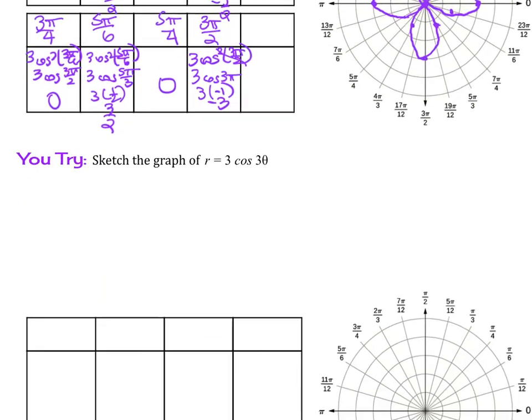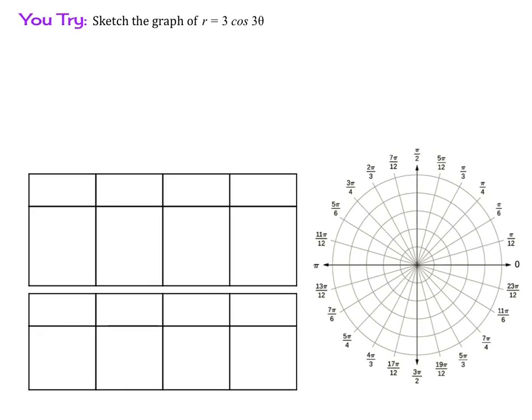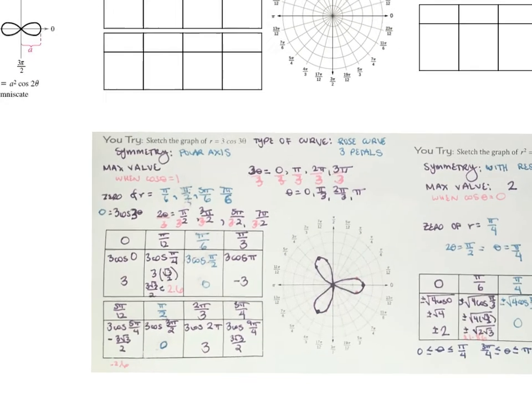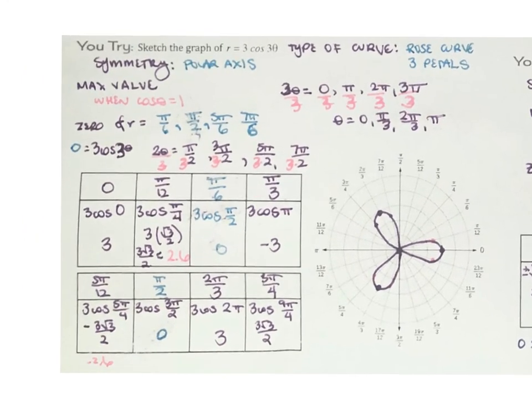Go ahead and try this example here. Sketch the graph of r equals 3 times cosine of 3 theta. So I hope you got this picture here. I'll leave it here on this picture, and then that can help you out.